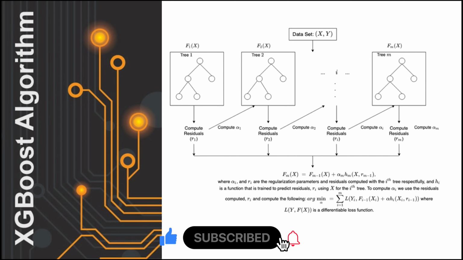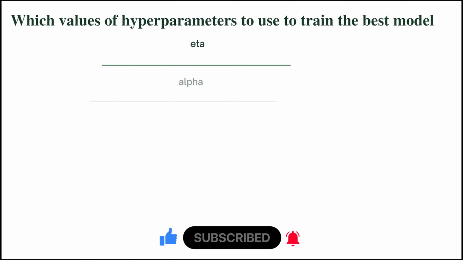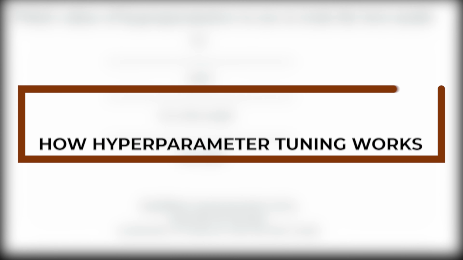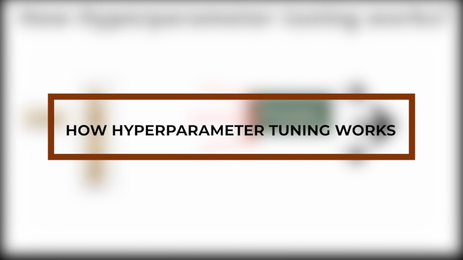Now we don't know which values of eta, alpha, minimum child weight and maximum depth parameters to use to train the best model. That's when we can specify ranges of these values, where SageMaker hyperparameter tuning searches for the best combination of values to train the best model. We'll see this in a bit, how you can use SageMaker to tune your hyperparameters for you automatically. But first, let's see how hyperparameter tuning really works.